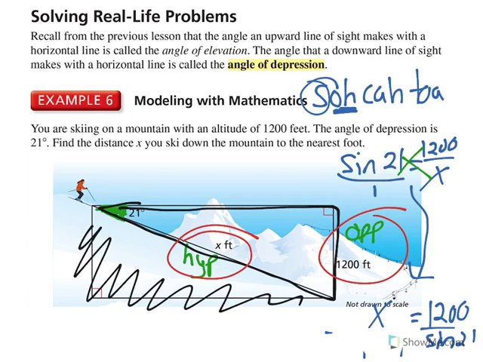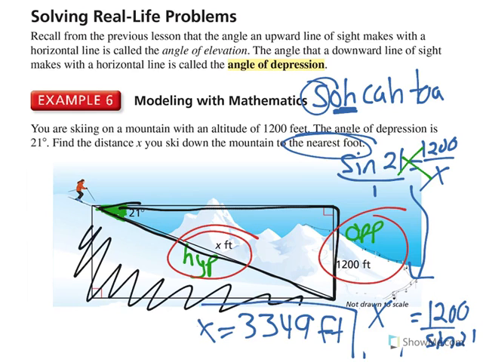So that's just plugging it into your calculator again. When you plug this in, you should get a decimal. It tells you to round to the nearest whole foot. So I would get that x is equal to 3,349 feet. It's approximately 3,349 feet.